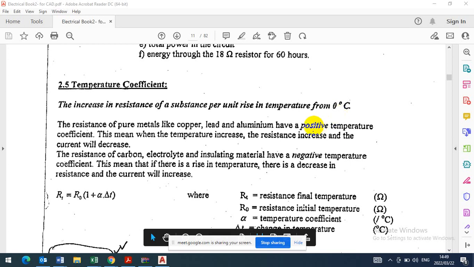Temperature coefficient, which is also some of the things that you're supposed to know, but not too much on this. You need to know what temperature coefficient is.